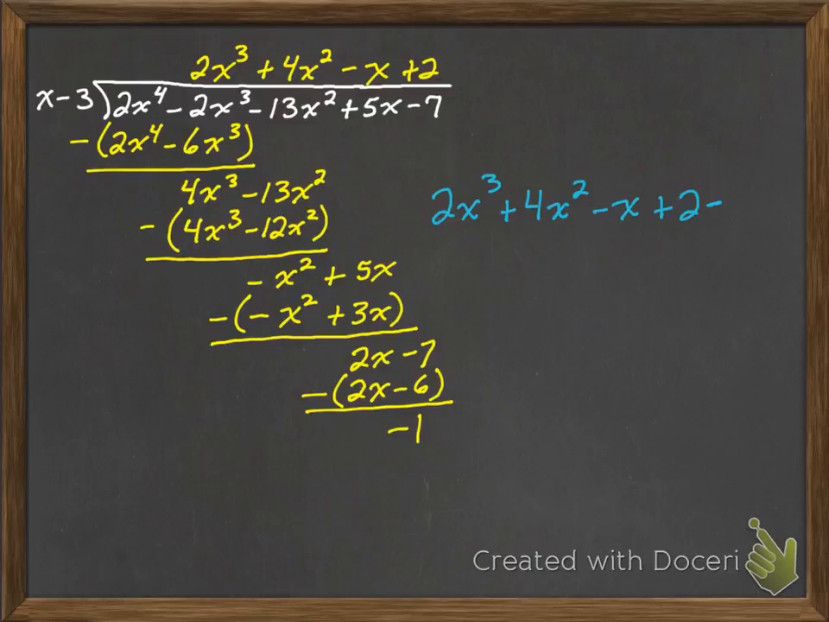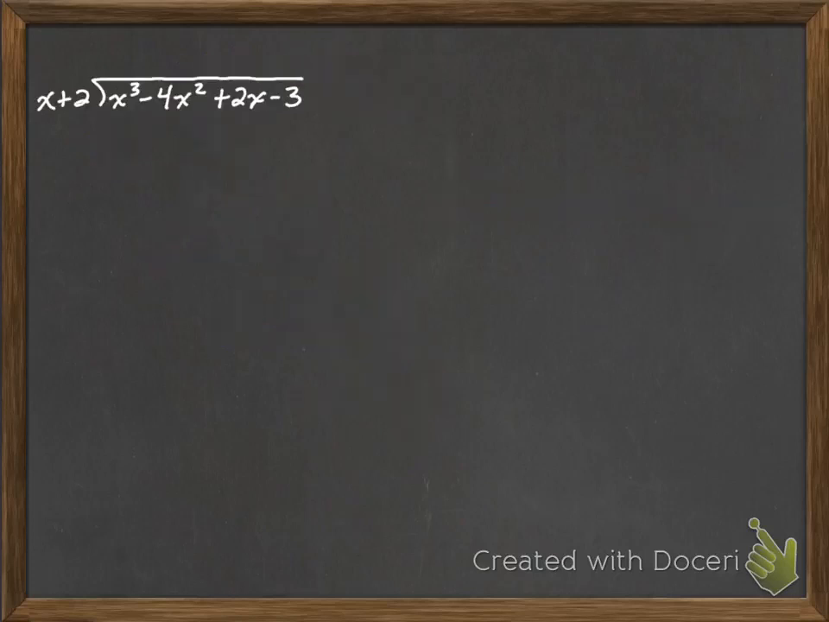a minus 1 over what we divided by. Now I used a minus right here because our remainder was a negative number. If the remainder was a positive number, I would have put a plus right here. Okay. All right.